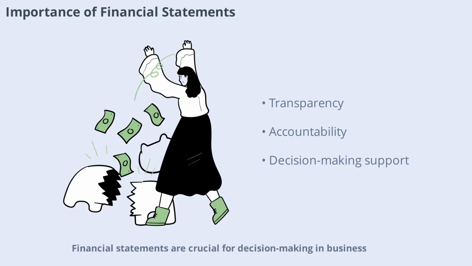Financial statements are crucial for decision-making in business. They provide transparency, facilitate accountability, and enable stakeholders to assess performance and risks. Investors use them to evaluate potential returns, creditors to judge creditworthiness, and managers to plan strategies. Accurate and timely financial statements build trust and support regulatory compliance. Without them, it would be difficult to measure progress, identify issues, or make informed choices. Their importance cannot be overstated in the world of finance.